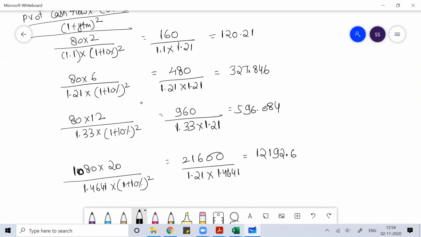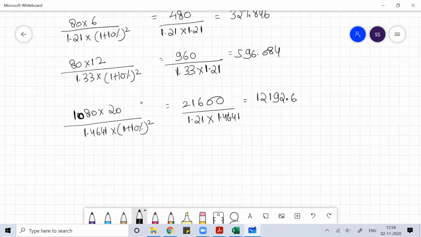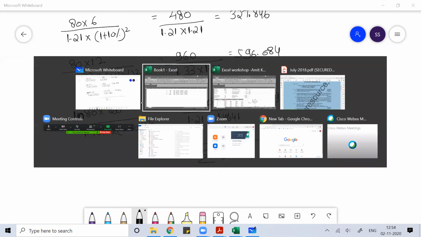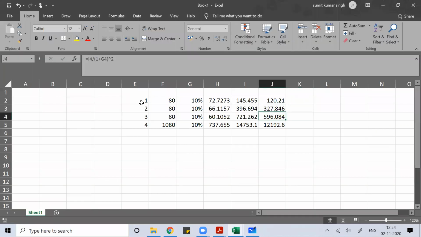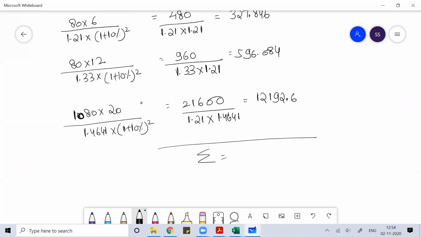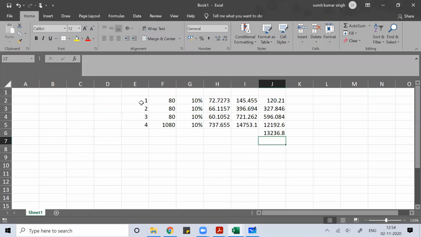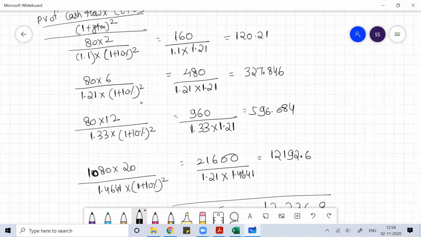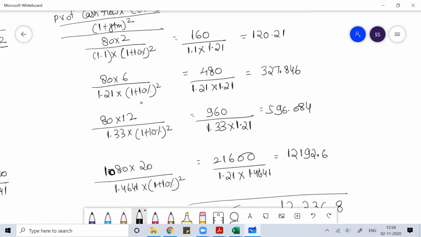Okay, so now do the sum of these. The sum of these is 13236.8.